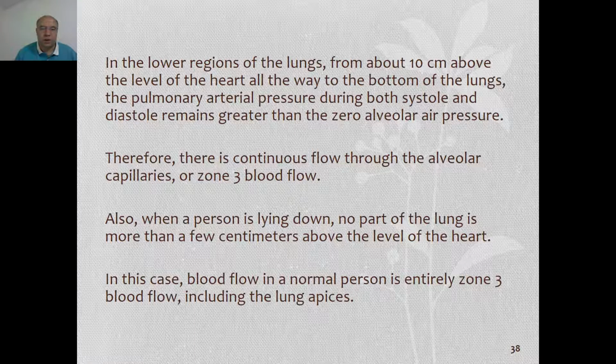In the lower regions of the lungs, from about 10 cm above the level of the heart all the way to the bottom of the lungs, the pulmonary arterial pressure during both systole and diastole remains greater than the zero alveolar air pressure. Therefore, there is continuous flow through the alveolar capillaries, or zone 3 blood flow. Also, when a person is lying down, no part of the lung is more than a few centimeters above the level of the heart. In this case, blood flow in a normal person is entirely zone 3 blood flow, including the lung apices.